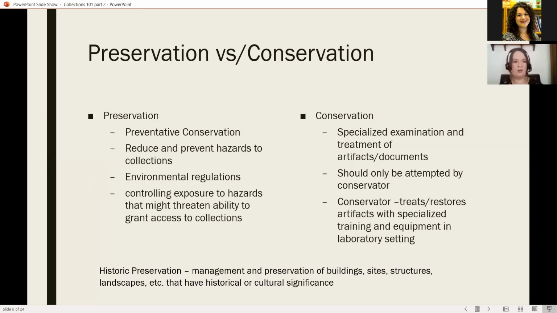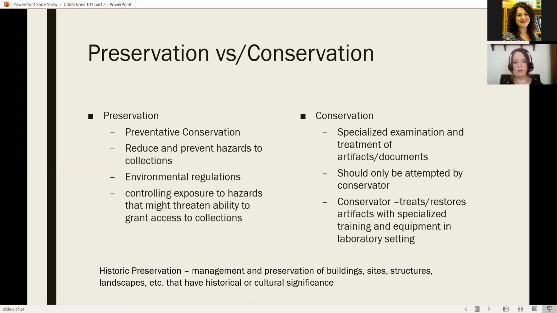So we're going to hop right into the differences between preservation and conservation. Preservation is sometimes called preventative conservation. I don't really like that term because then it confuses me with conservation, preventative conservation. It gets confusing. And I still trip up sometimes calling one thing the other thing. So preservation is reducing and preventing hazards to the collections. You are regulating the environment and controlling exposure to hazards that may threaten the collections and limit your ability to grant access to the collections, whatever access looks like for you.